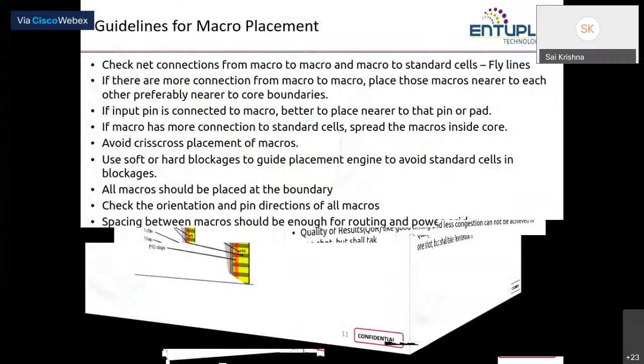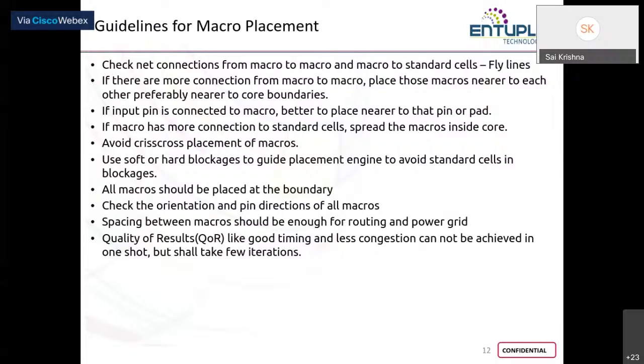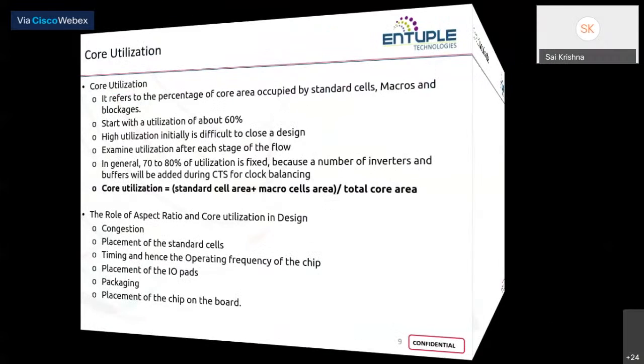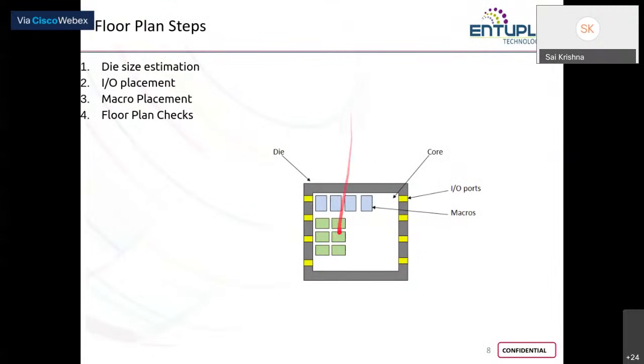So once your standard cells are placed, the final step in floor plan is your macro placement. I'll just keep it simple for you. Whenever you're placing macros, there are a set of guidelines that you have to follow. The first one is that always your macros have to occupy the edges of your core.